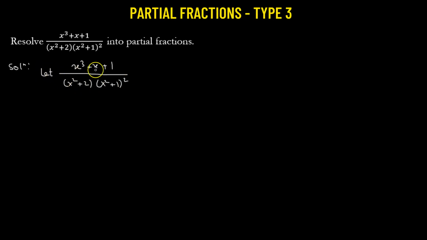So let us suppose that it can be resolved into three partial fractions. We take (ax plus b) divided by (x squared plus 2). The reason behind this is x squared plus 2 is a quadratic factor. Then the next quadratic factor is x squared plus 1, repeating only once, so its numerator is going to be cx plus d.